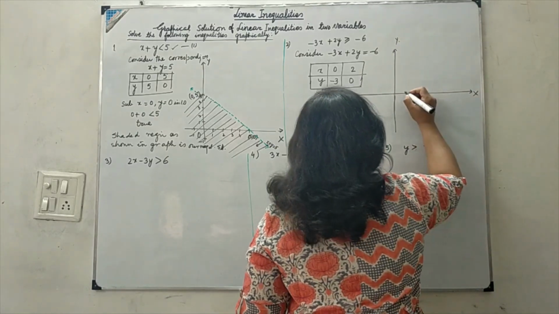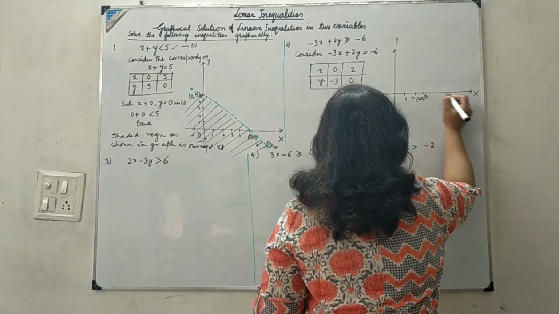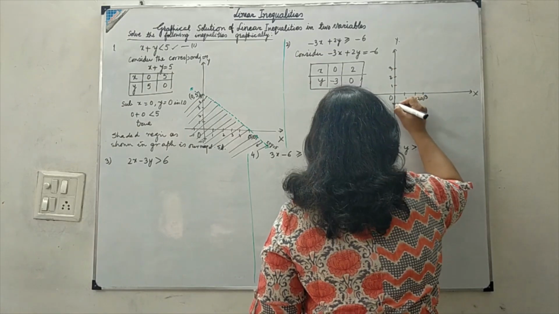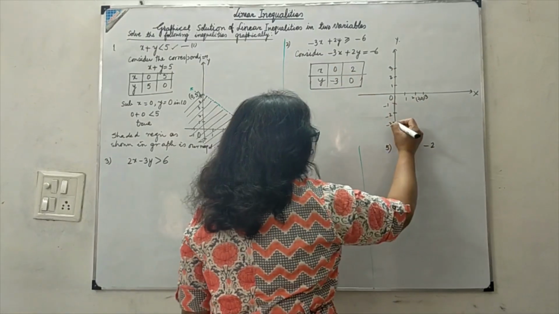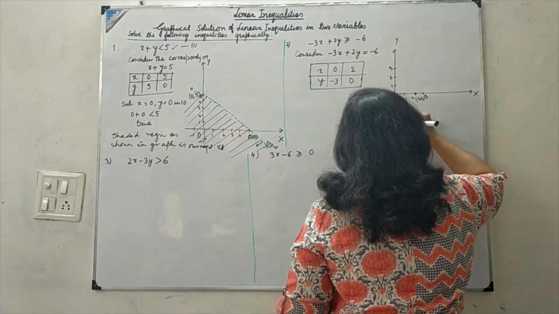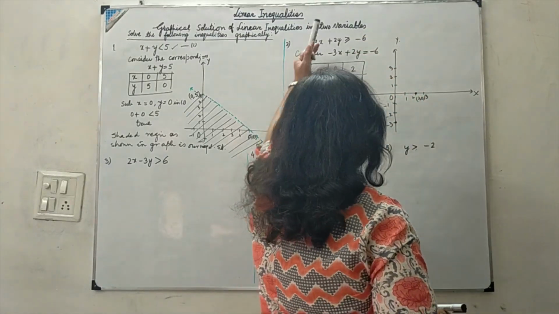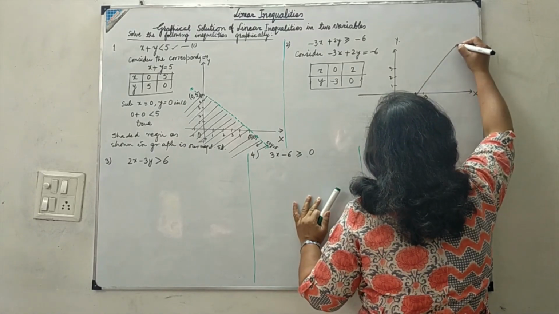So I will take a point, and accordingly I take the scale. This is 1, 2, 3, and on this side minus 1, minus 2, minus 3, etc. Now this is passing through (0, minus 3) and (2, 0). Because it is a slack inequality, it includes the points on the line as well. So I will darken this line.